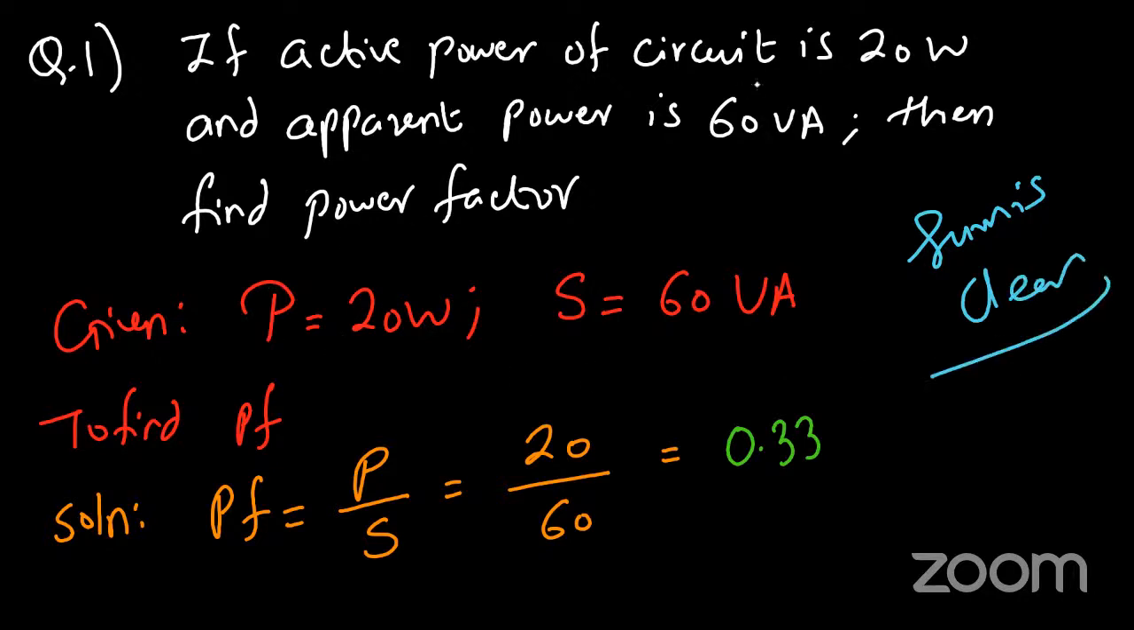Okay. And then start the new concept, the second last concept of this topic, that is a series RL circuit. In one circuit we combine both resistor and inductor.